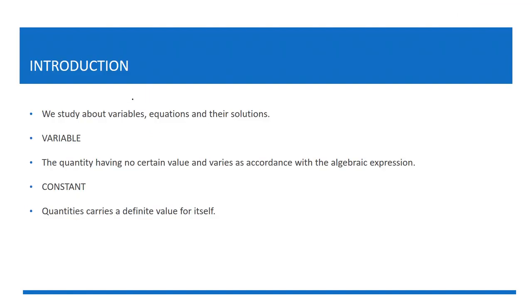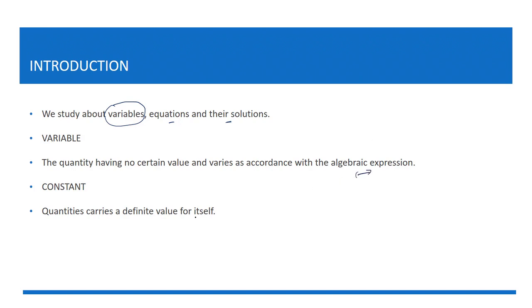We normally study variables, equations and their solutions. So we need to know what exactly a variable is. A variable is a quantity having no certain value that varies in accordance with the algebraic expression. It doesn't have any fixed value, so it changes according to the algebraic expression. That is called a variable.